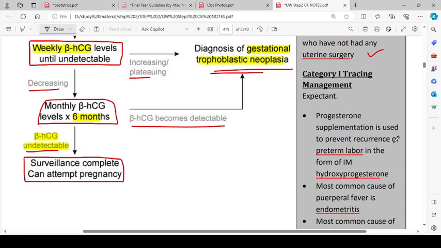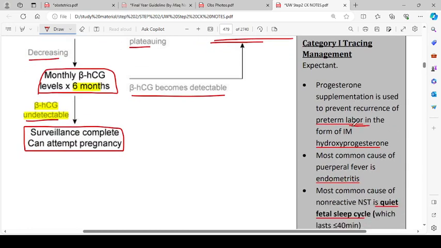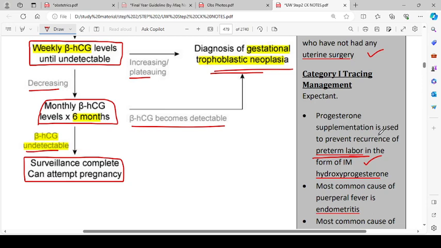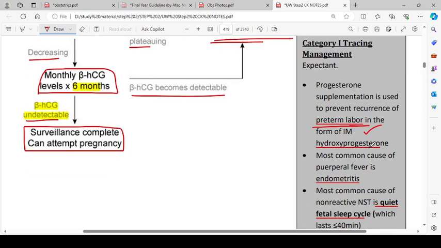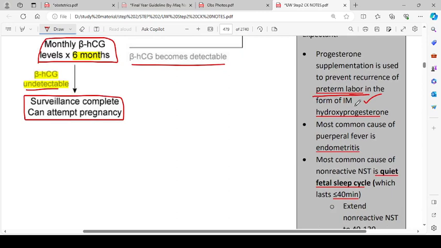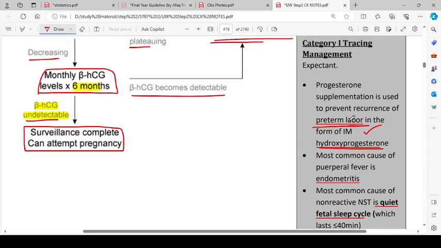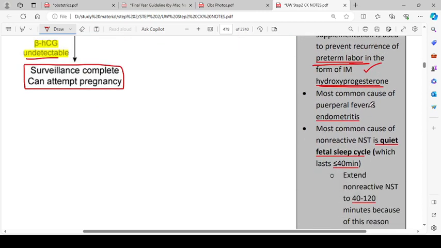Progesterone supplementation is used to prevent the recurrence of preterm labor in the form of, in what form? In the form of IM. So we give the intramuscular form of progesterone to prevent the recurrence of preterm labor. In the form of IM hydroxyprogesterone. So we give IM hydroxyprogesterone to prevent recurrence of preterm labor. Most common cause of puerperal fever is endometritis.